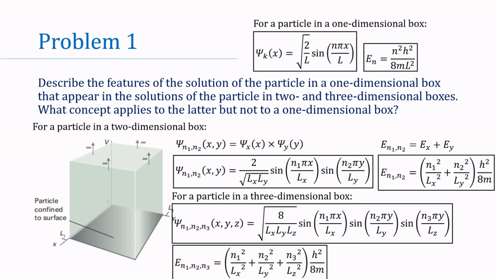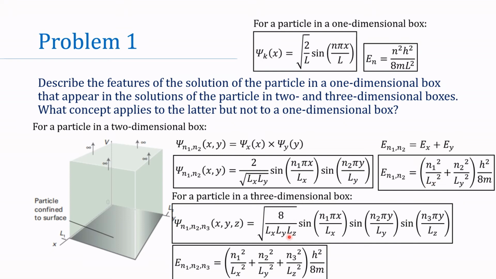Now the feature that is common across the one-dimensional box, the two-dimensional box, and the three-dimensional box is that the wave functions and the energy are all variables of the translational quantum state n and the length of their boxes L. This is true for the one-dimensional box. For the two-dimensional box, we see the same as well. The wave function is in terms of n and L, and the energy is the same. They're also in terms of n and L as well.